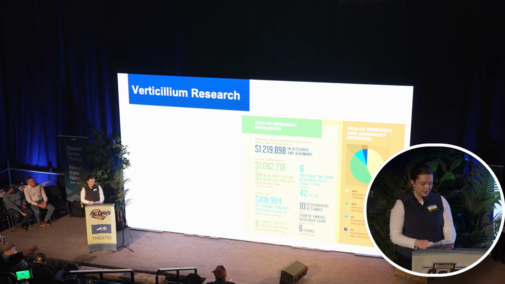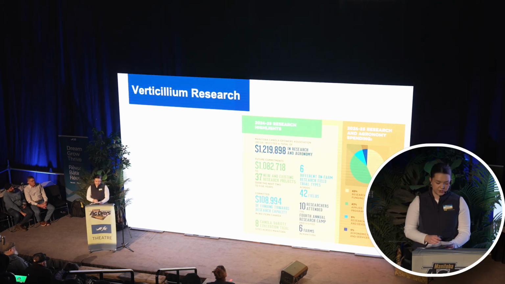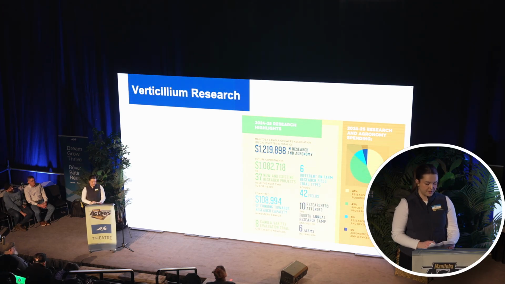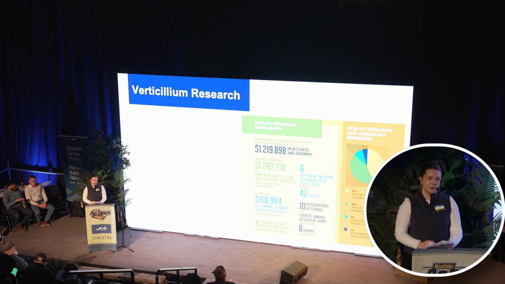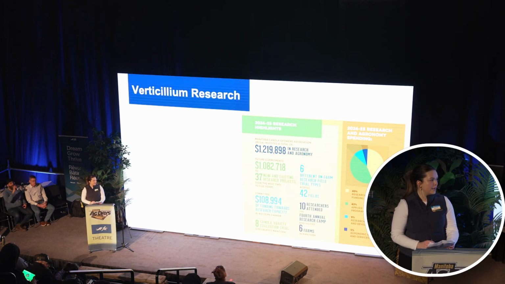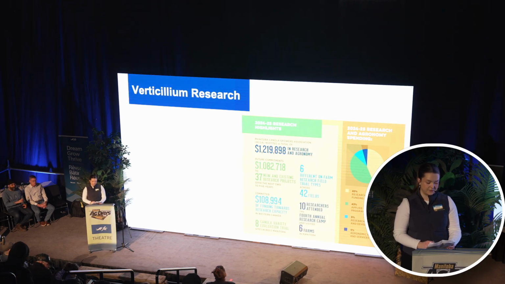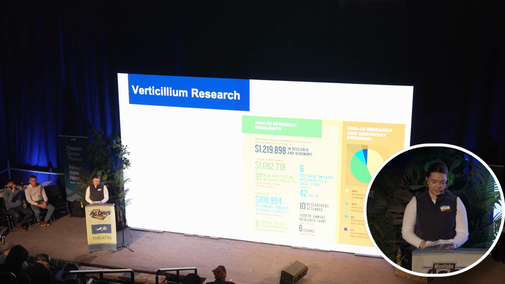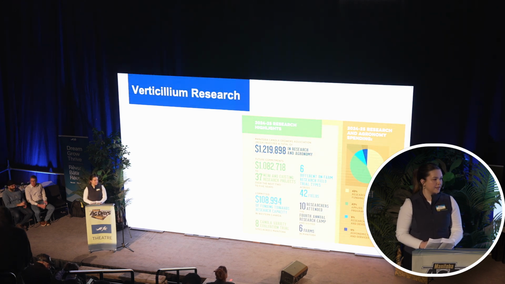Moving on to some ongoing verticillium research. Since we know that verticillium is a major problem for farmers in Manitoba, we at MCGA put 43% of our total research and agronomy budget toward research project funding this past year. A good majority of these dollars go towards verticillium research projects at Canadian universities and Ag Canada.